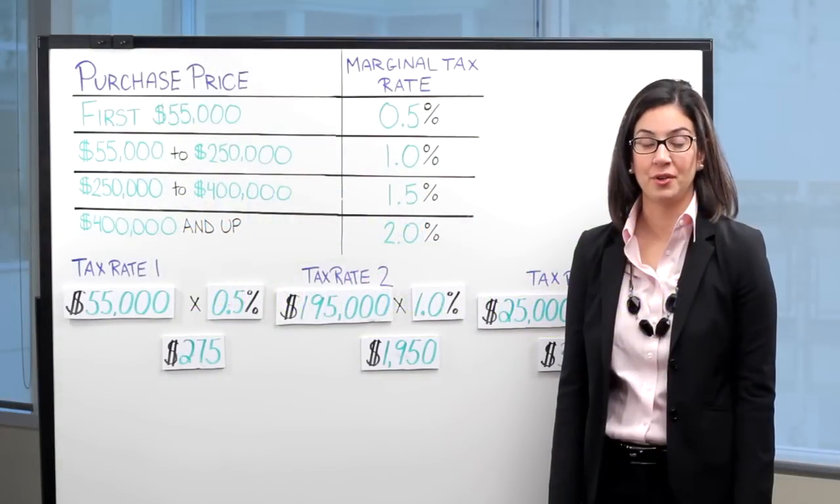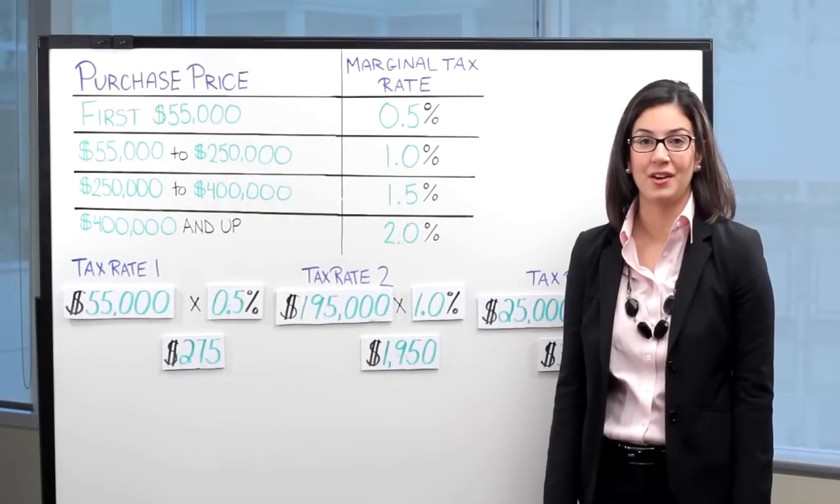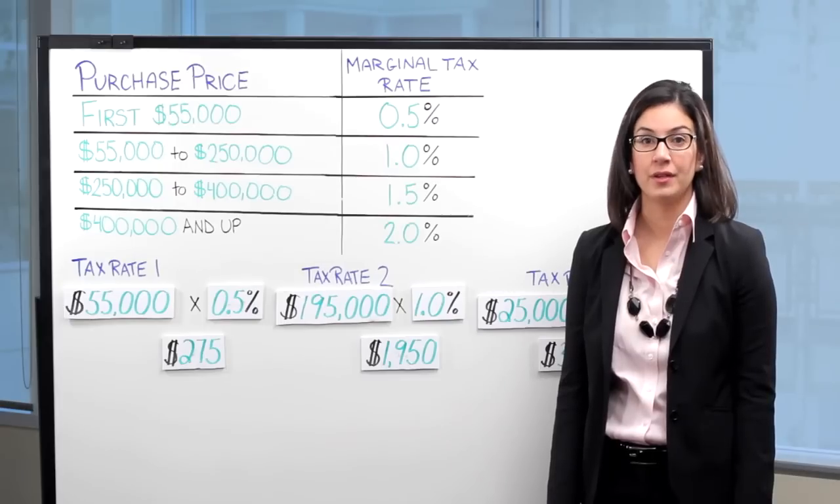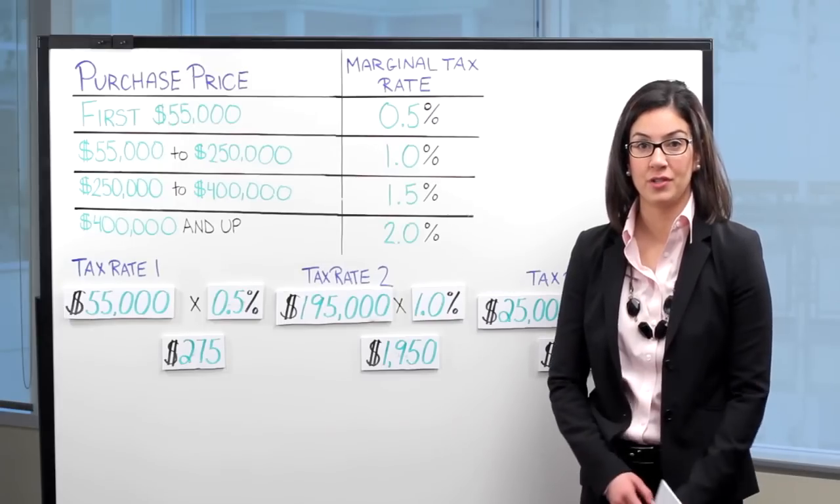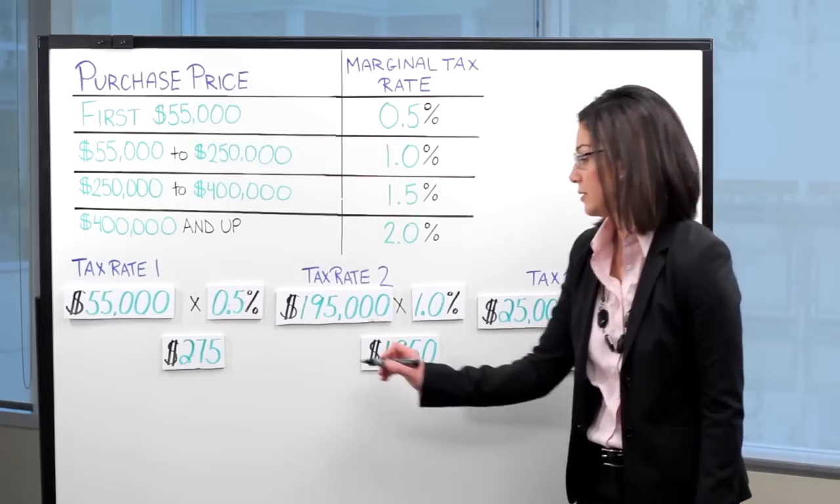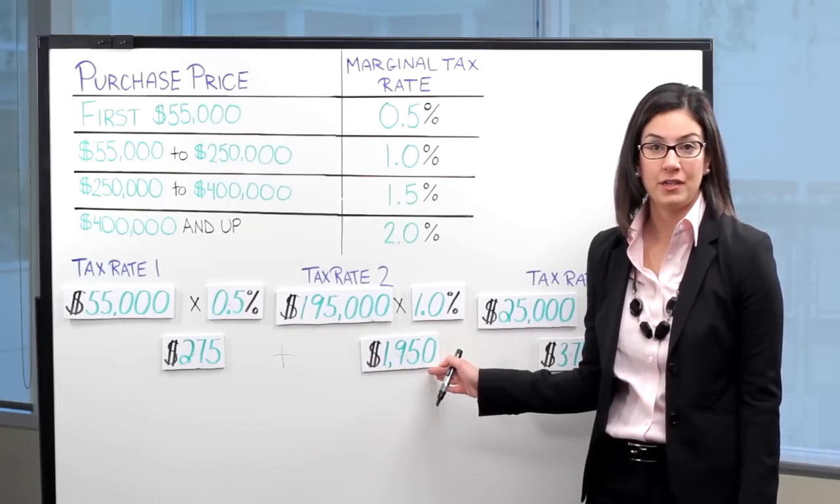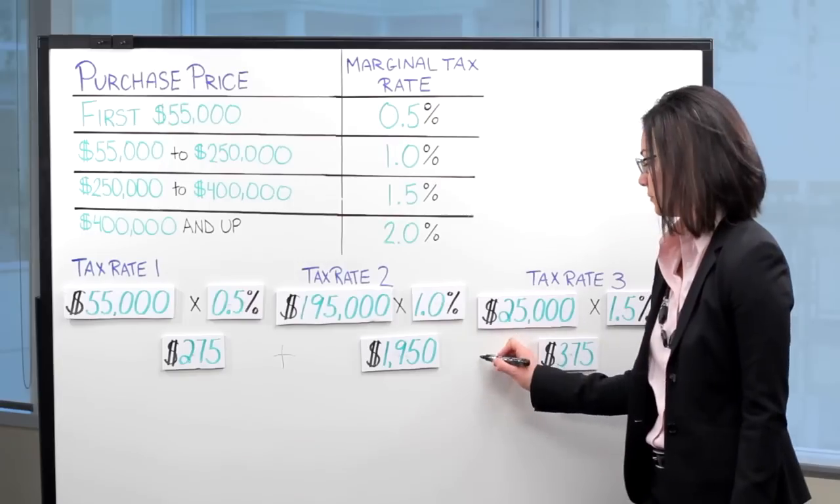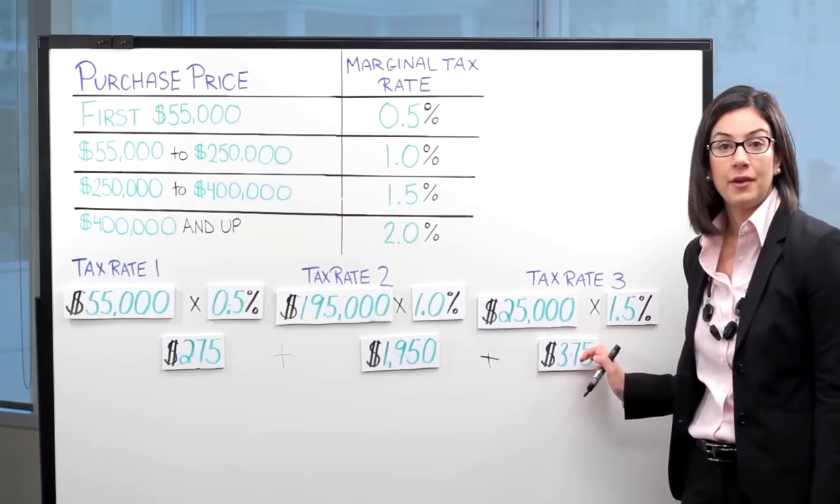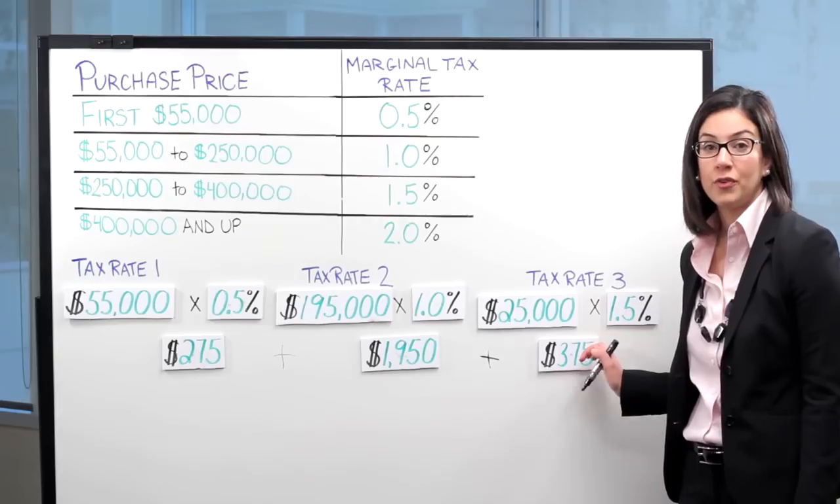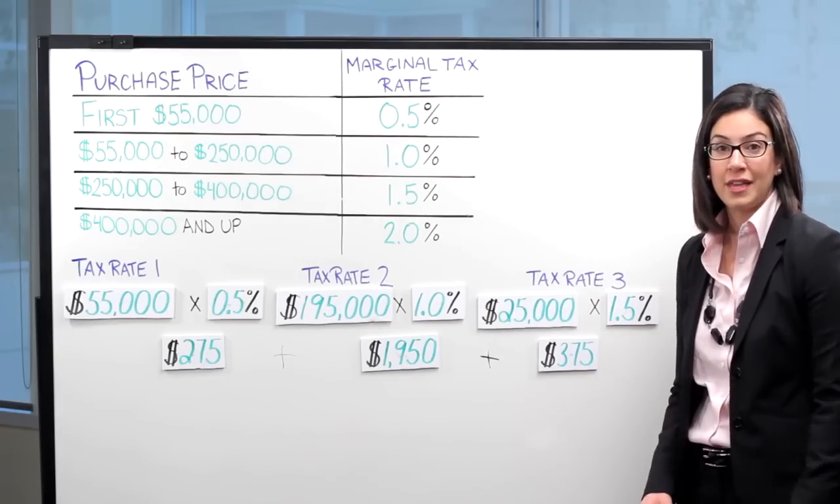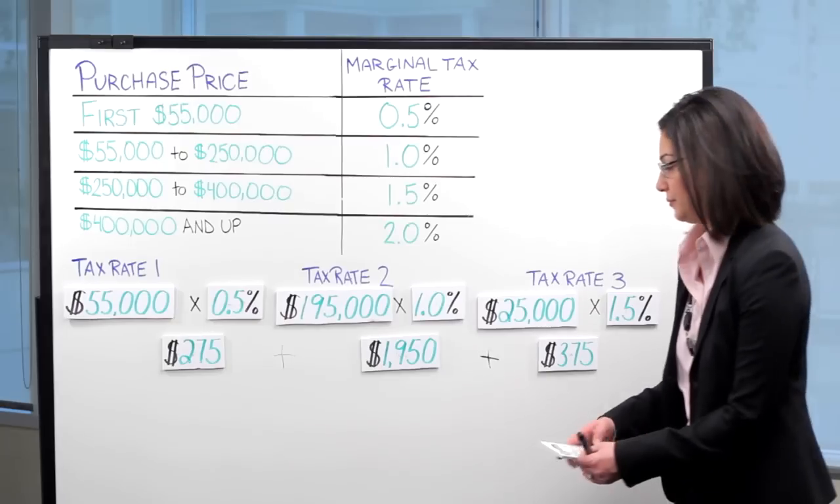To determine your total land transfer taxes, we need to add all 3 figures together. So we take the $275, we add to it $1,950, and again, $375 for a total amount of $2,600.